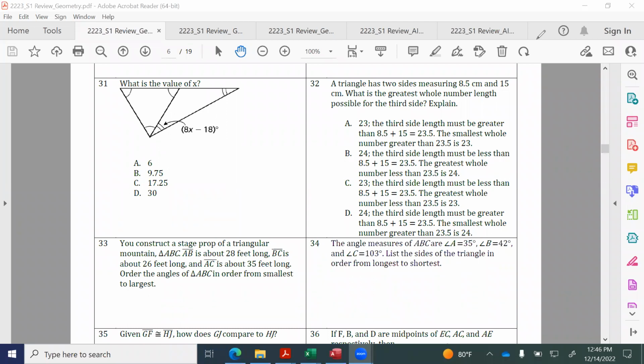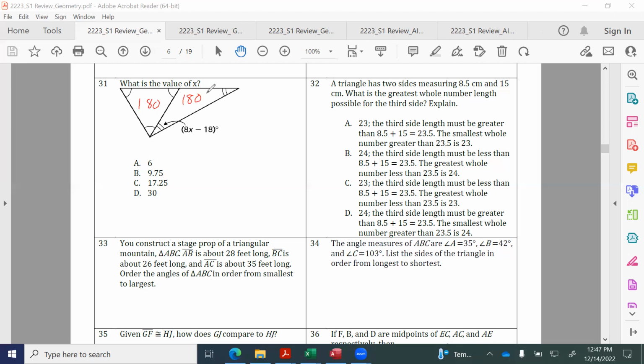So, on number 31, let's try to focus now. They gave us a triangle and lots of different angles are marked as congruent. They want to know what is the value of x. Well, first thing that we know for sure, guys, in a triangle, all the angles add up to what? 180. So in both of these triangles, this one has to add up to 180, and this one has to add up to 180.